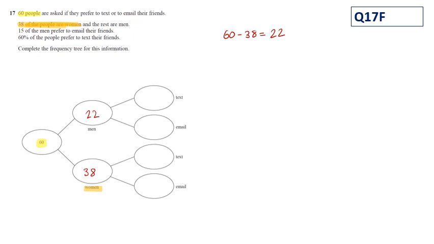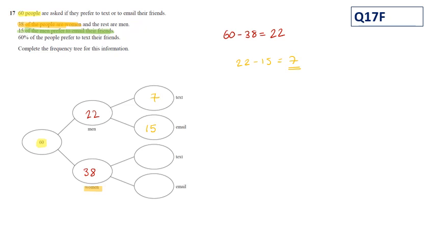Okay, so the next bit of information that we're going to use is that 15 of the men prefer to email their friends. So I'm going to add that to the diagram. So here's email after men, and I'm going to write 15 here. And we know that there's a total of 22 men. So if 15 men like to email, then that means 22 minus 15 gives us 7. So these 7 men prefer to text.